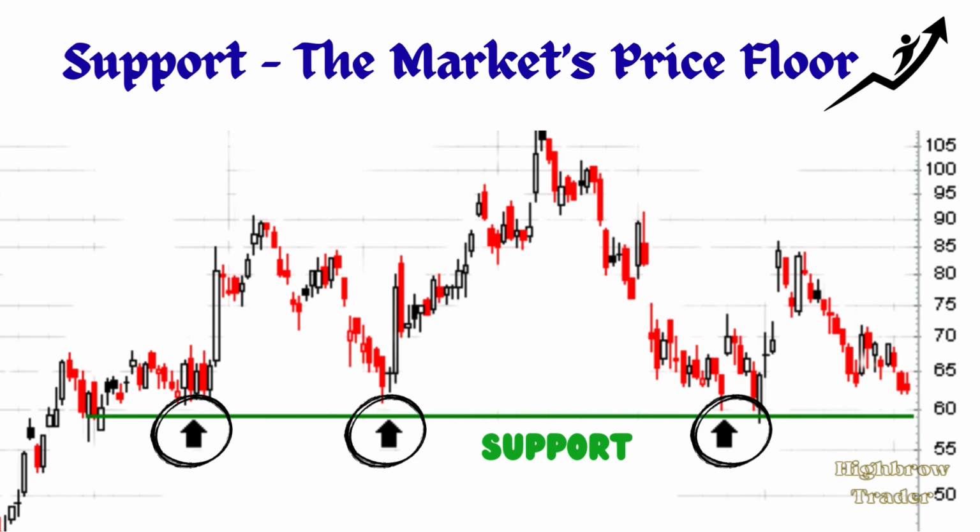Support is a price level where the market tends to stop falling and starts to rise again. It forms when buying pressure overcomes selling pressure at a particular price. Think of it as a floor that holds up the price during a downtrend. Traders often look to buy when price approaches support. Refer to the chart on the screen to see how support levels have formed.